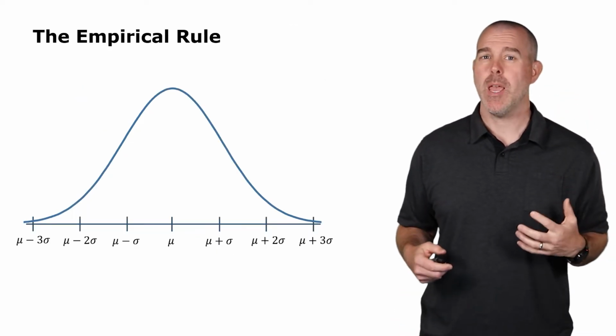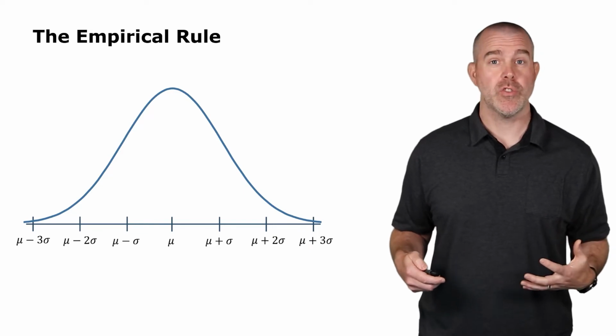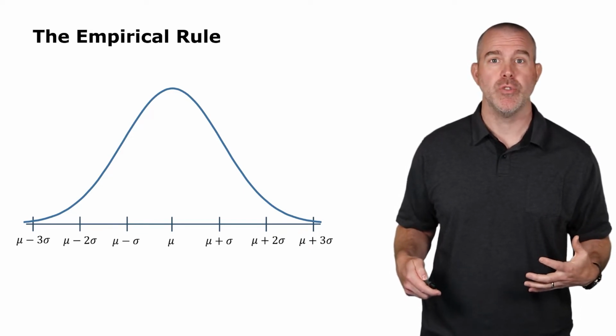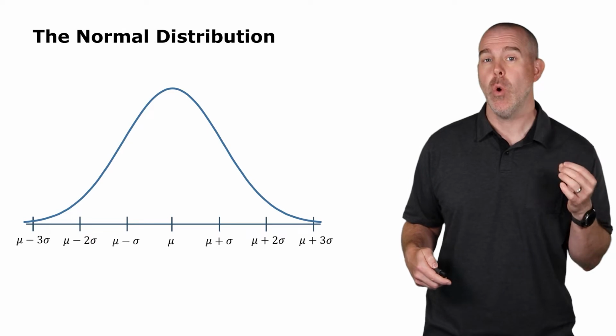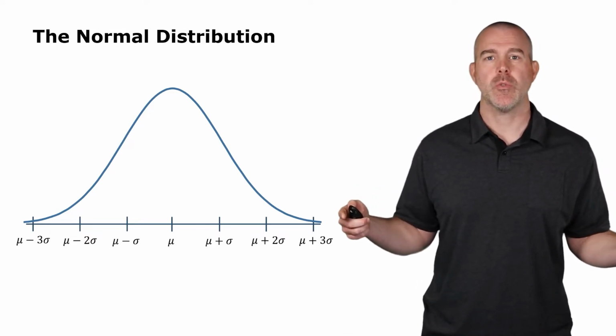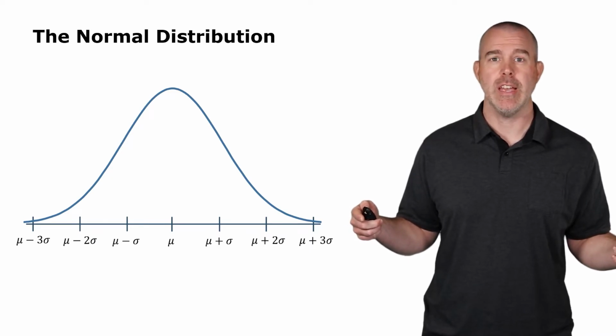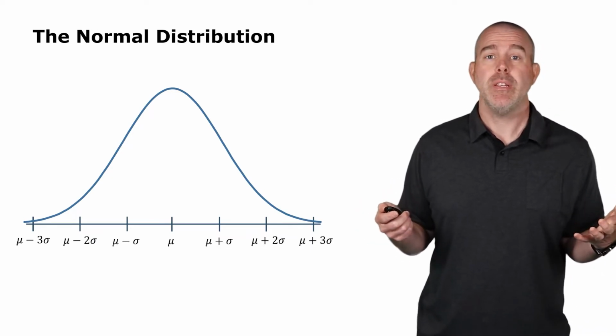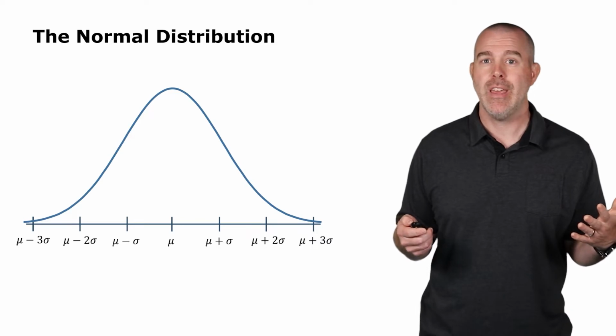Okay, back to that empirical rule. This distribution, this is actually a probability distribution, and it's formally known as the normal distribution, where you have the mean in the middle, and then plus or minus 3 standard deviations get you all the way to the edge. Well, how do we find probabilities here? How do we know areas underneath it?